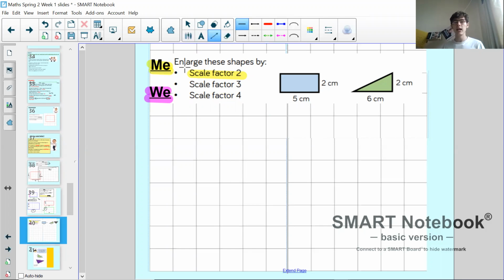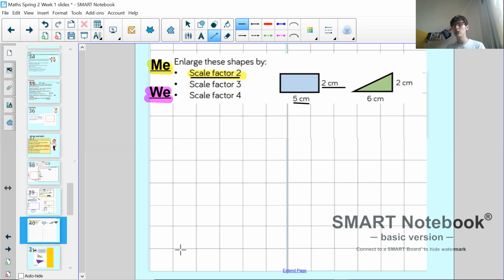So enlarge these shapes by scale factor 2, okay? So the first shape we've got is a rectangle here, okay? And it's 5 centimeters along the bottom and 2 centimeters along the sides, okay? So we're enlarging it by scale factor 2, okay? So I'm going to highlight my important information there, and I've got 5 centimeters and 2 centimeters. So let's start along the side where we've got our 2. Enlarging by scale factor 2, we know it's going to be twice as big. So we're going to do double, okay?